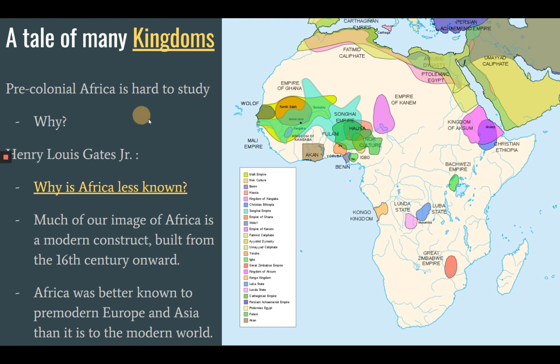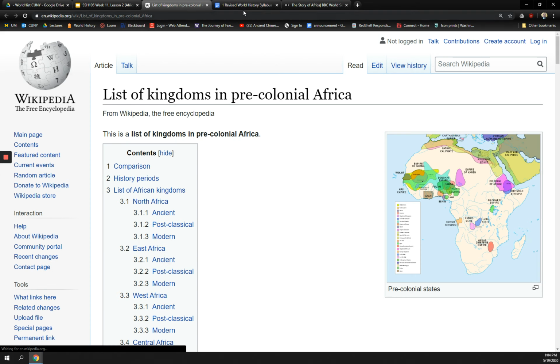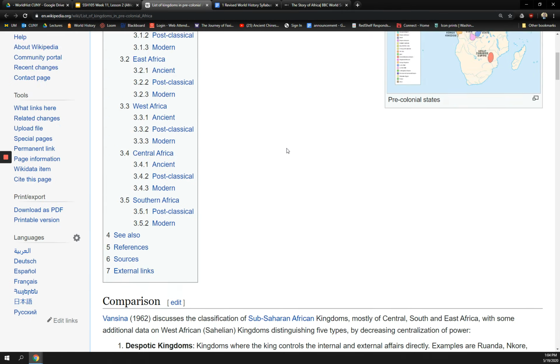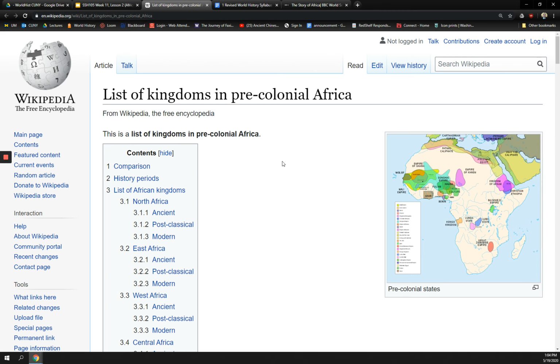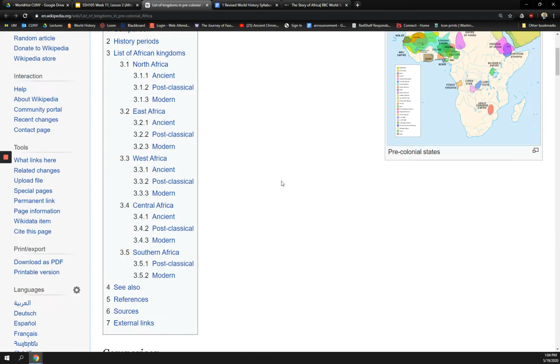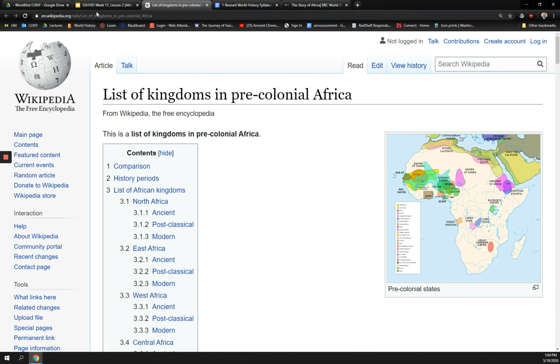Well, let's go ahead and continue here. This map I took from Wikipedia, actually, which has an excellent list of the kingdoms in pre-colonial Africa. And I do not recommend Wikipedia as a source of primary research, but you can use it for lists like this to get some initial knowledge.